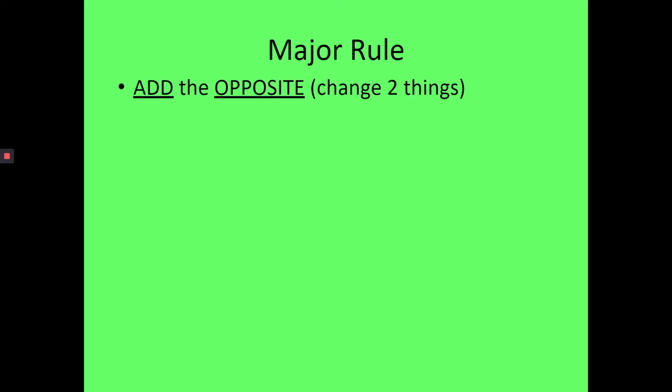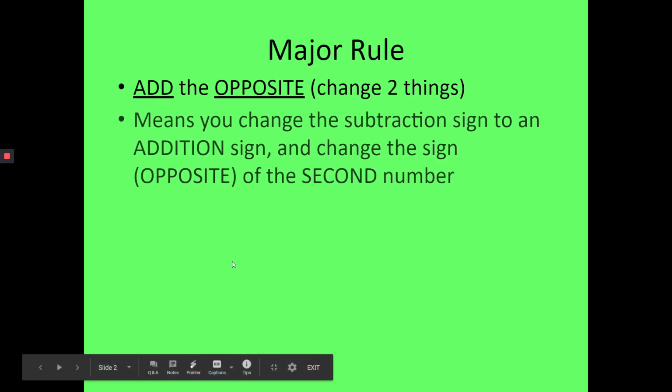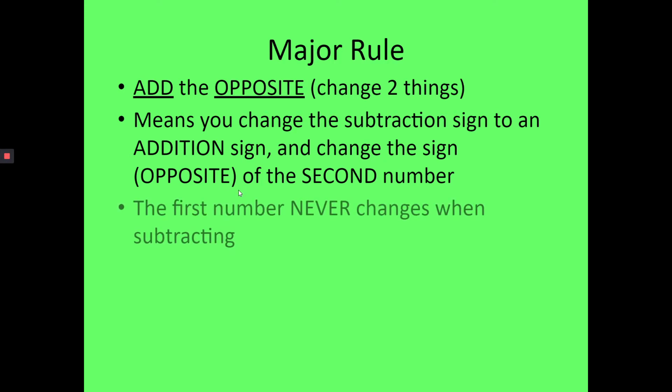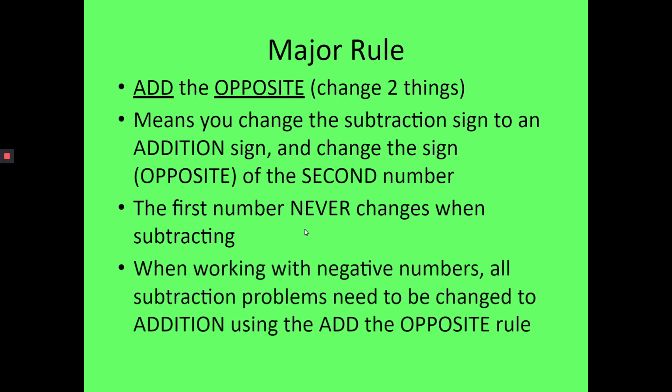But when you're applying the rule adding the opposite with subtraction, you have to change two things. Okay? So you have to change the subtraction sign in between the numbers to an addition sign and change the sign of the second number. Okay, so whatever that sign is, the second number, you're going to change the sign or make it the opposite. When you're applying adding the opposite, first number never changes. So never change the sign of the first number. So you change the subtraction sign in between the two numbers, and then you change the sign of the second number. Okay?